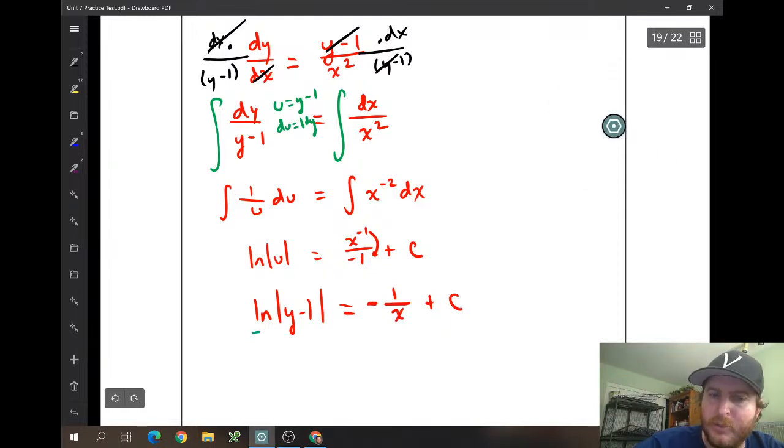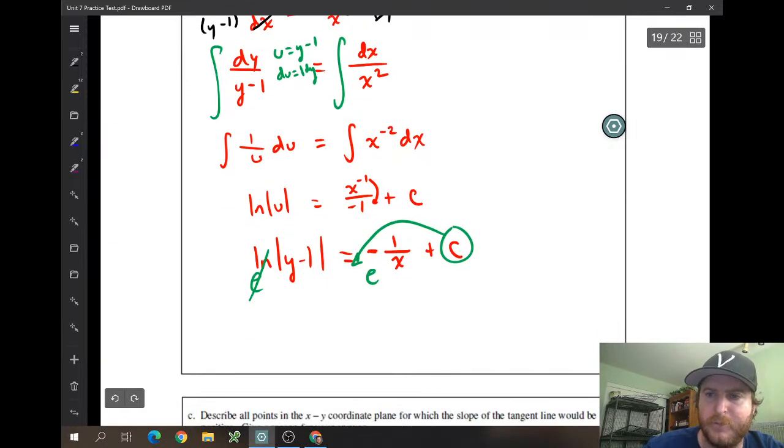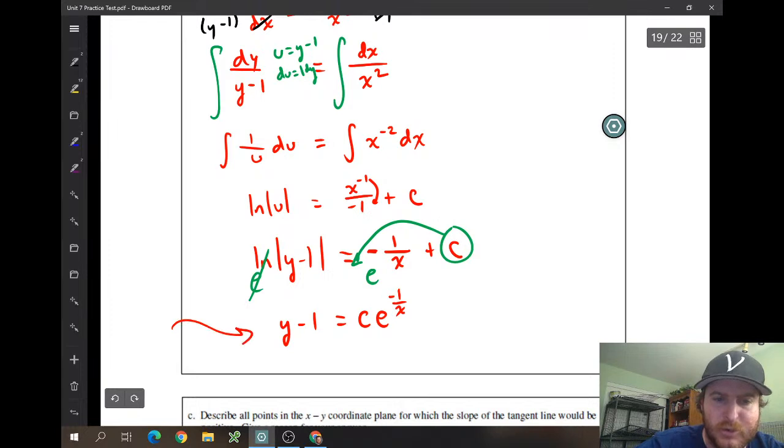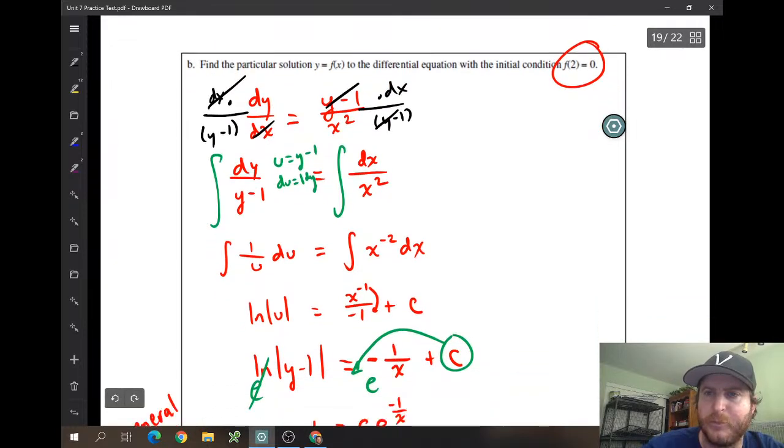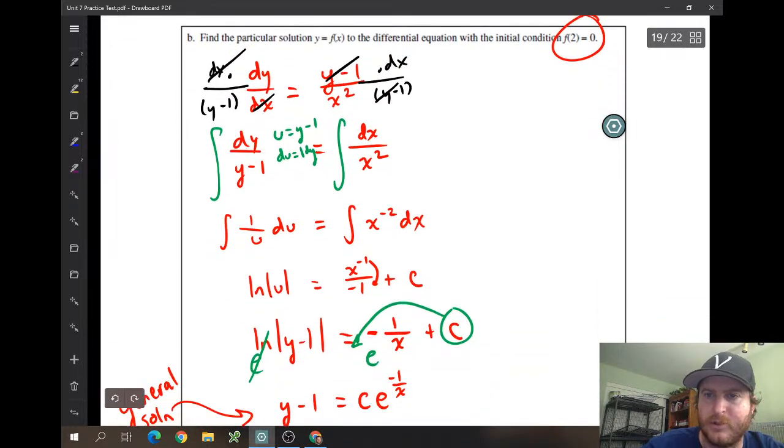Now we will do e to the power of both sides to get rid of the ln. And we do that shortcut where we bring the c to the front. That also allows us to drop the absolute value when we bring the c to the front. And this would be the general solution. So if they had asked for a general solution ever, that's our general solution. But then to get the particular solution, we have to plug in our x and our y and solve for c. So x is 2, y is 0.